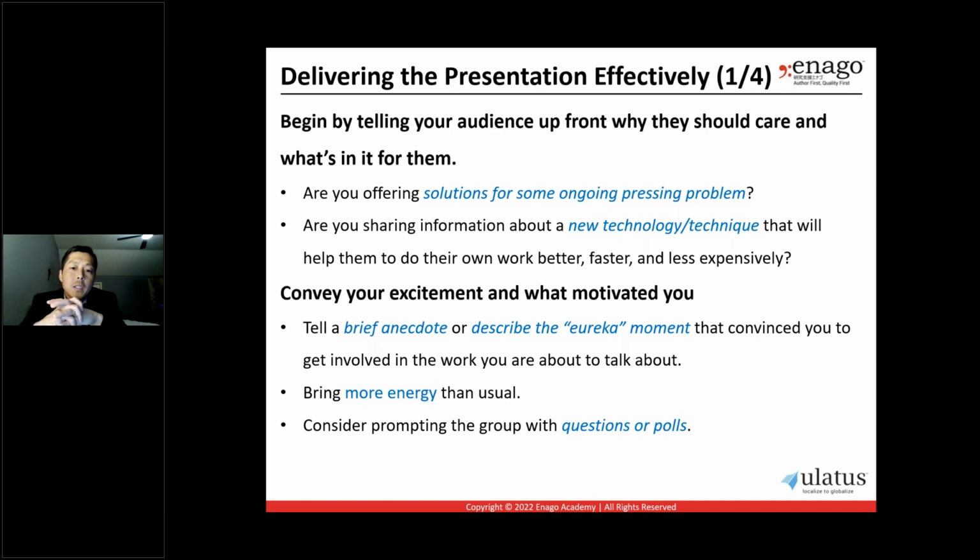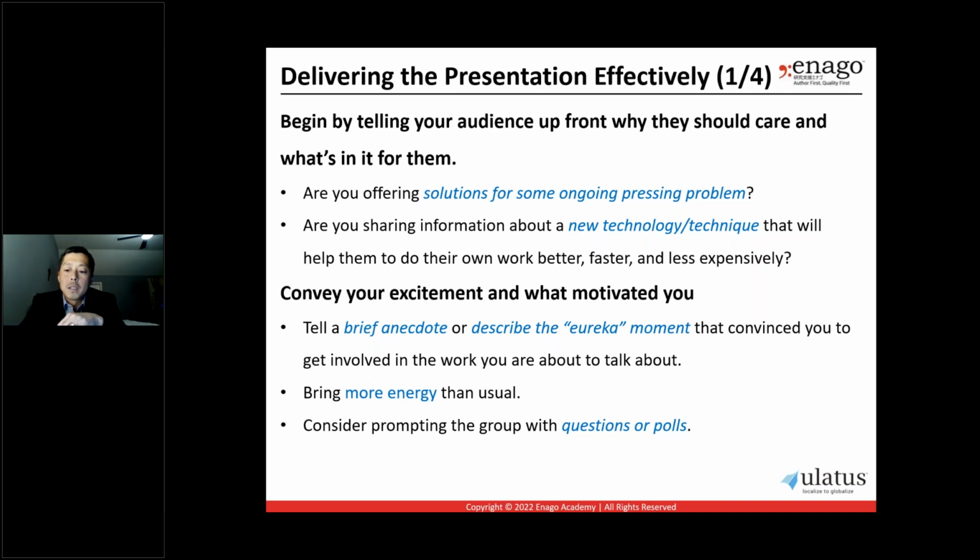Convey excitement and what motivated you. I think it's very important that you are excited about your work, because if you're not, then nobody will be. And maybe you can talk about a story or a eureka moment that you had during your work that made you excited about your work. If you're an energetic person, I think you can bring that energy on. I don't like people who are too energetic. They come up too strong. So you have to find your level of energy.